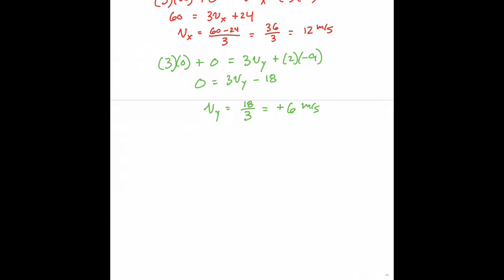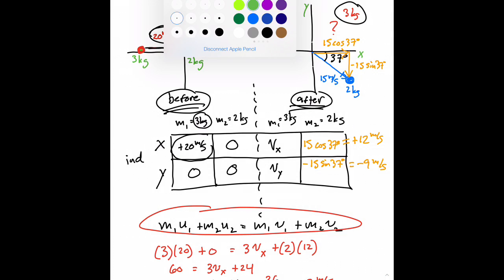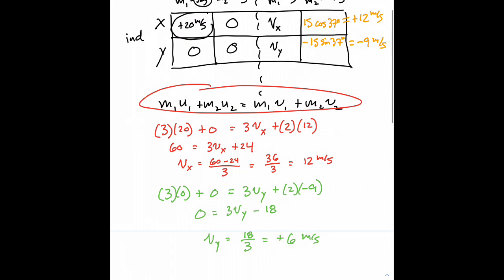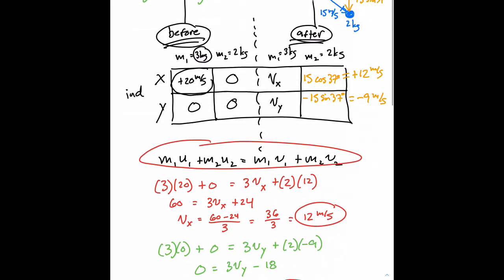So what we have after the collision is our object with a mass of 3 kilograms moving with greater velocity component in the x direction and a slightly smaller velocity component in the y direction. So we've got a 12 meter per second component to the right and a 6 meter per second component upward. So the motion of our 3 kilogram object must be somewhere into the first quadrant.